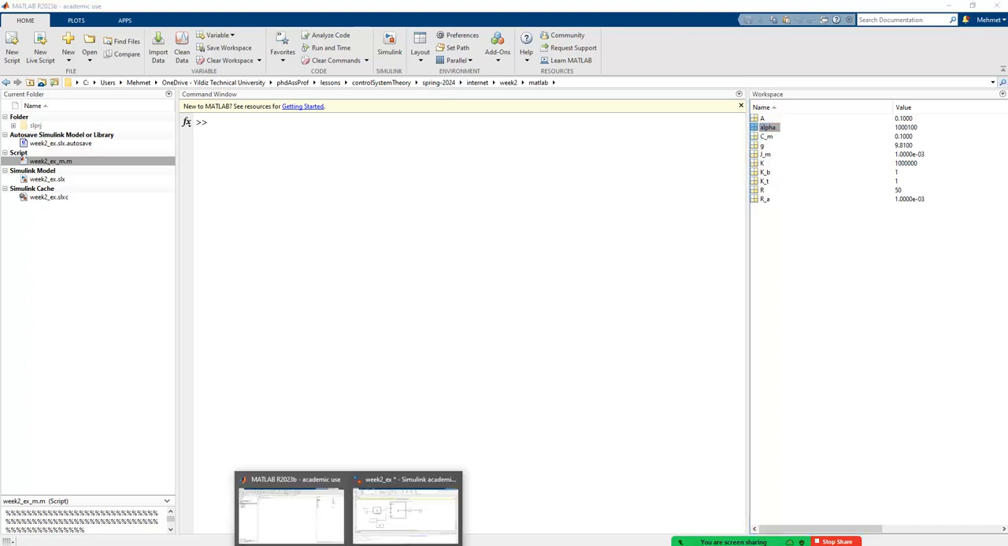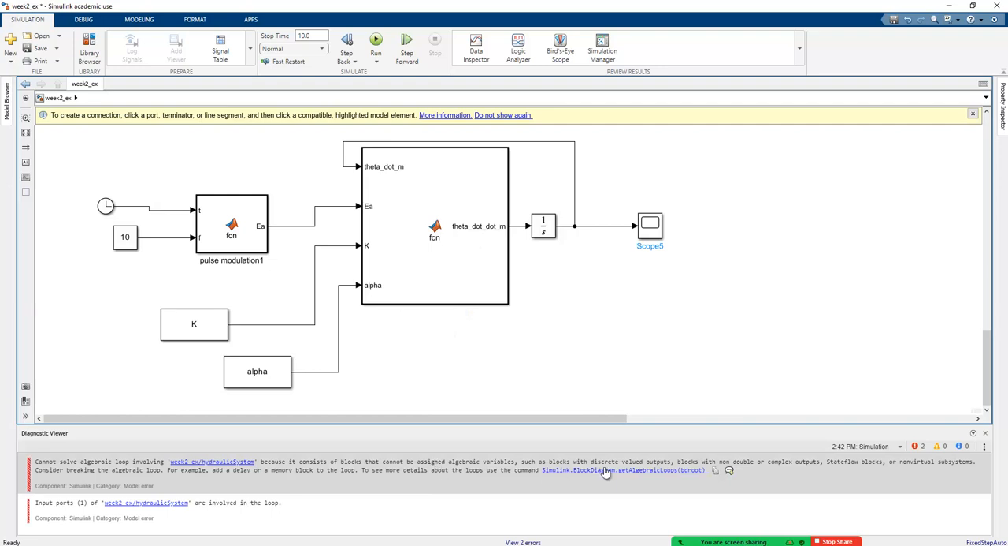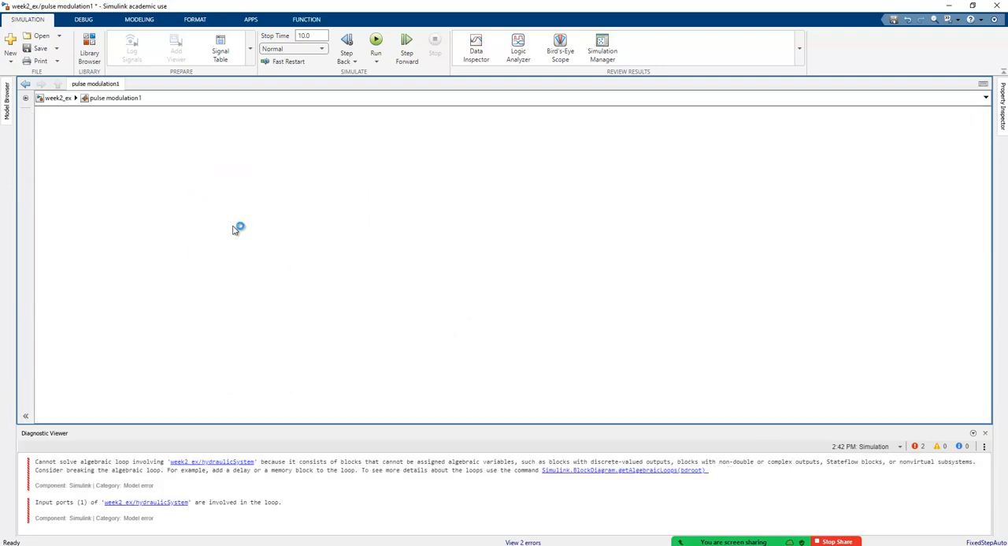Alpha. What's wrong with this code right now?